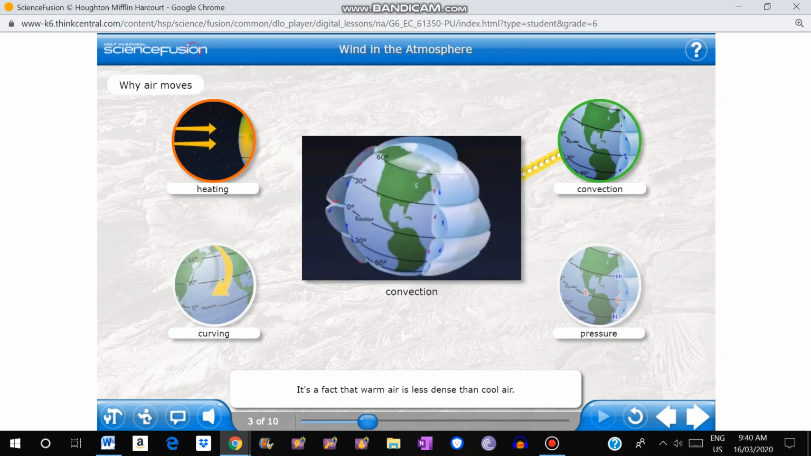It's a fact that warm air is less dense than cool air. When air is denser than the surrounding air, it sinks. We can apply this to Earth. Warmed air rises at the equator as cooler air from each pole flows toward it. This is called convection. Convection is the movement of particles from an area of higher density to an area of lower density. This movement sets up lines or belts of convection in the air. These convection belts move air throughout Earth's atmosphere.